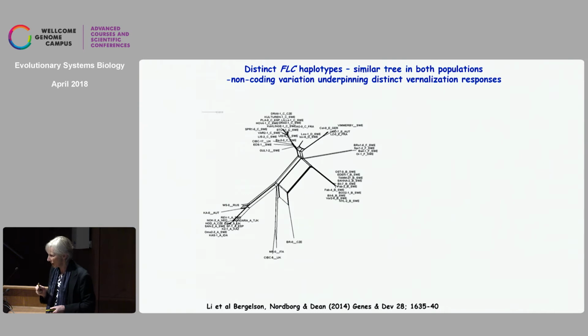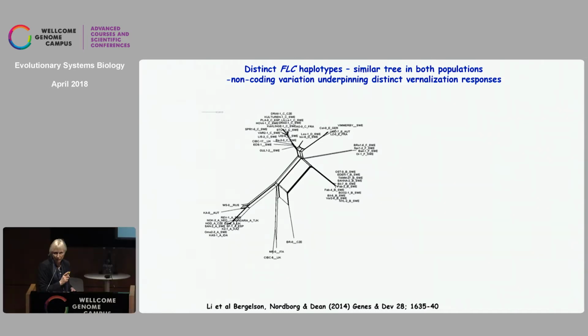And all of the SNPs are non-coding. So the amino acid sequence of all of these FLCs from all of these accessions is identical. That suggested that the protein was clearly quite conserved and very strongly selected for. And then when we looked at the graphs I showed you with these very distinct vernalization responses, and where they were on our tree, we'd managed to pick one accession from every one of these different groups, suggesting that these non-coding SNPs were actually affecting the regulation of FLC.